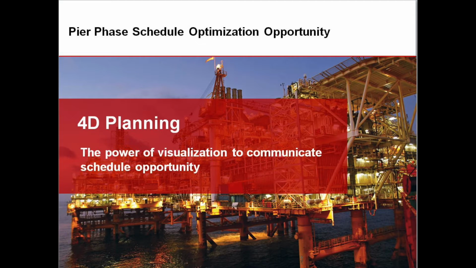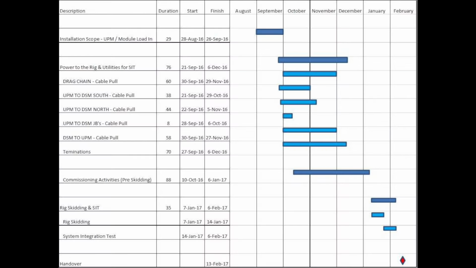This short video will show the process of 4D planning and the power of visualization to communicate schedule opportunity. It's focusing on the next phase of our project where we're looking to save 6 weeks off the schedule. So this is a summary schedule of how we were trying to optimize.